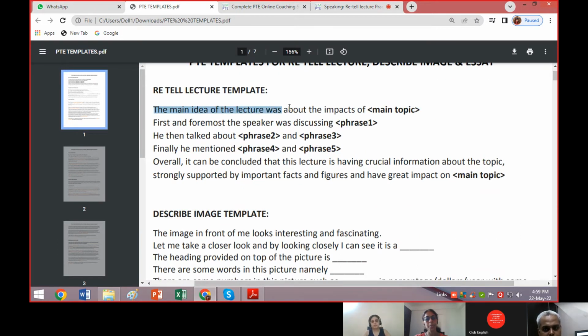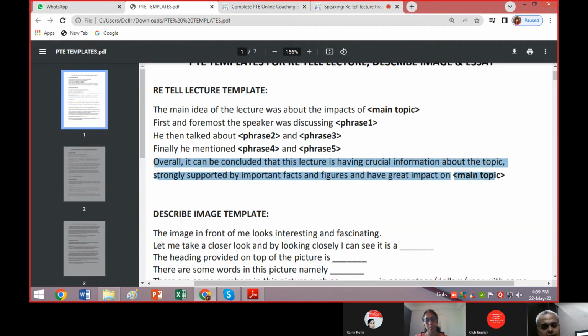The main idea of this lecture was about the impacts of the main topic. First and foremost, the speaker was discussing this. He then talked about this, and finally he mentioned this and this. Overall, it can be concluded that the lecture has crucial information about the topic, strongly supported by important facts and figures, and having great impact on dot dot dot.